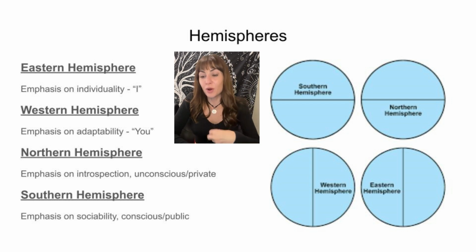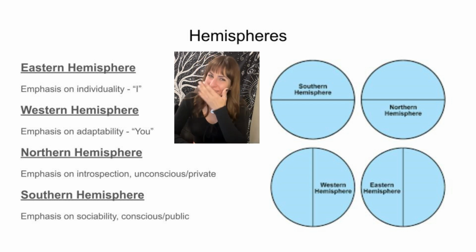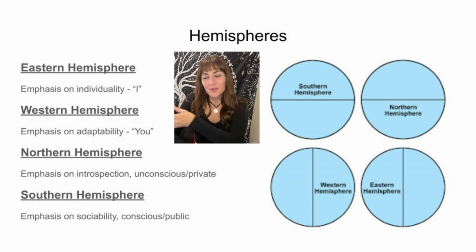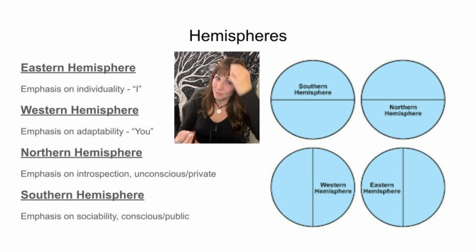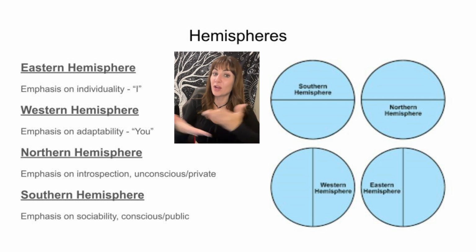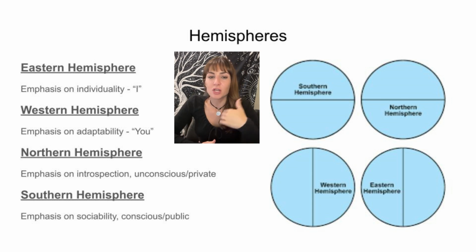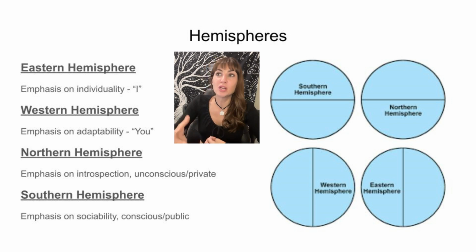But the private part, where I'm private for the Northern Hemisphere, they do tend to keep a little bit more to themselves, even if it seems like they're very open and extroverted. That doesn't mean that you're seeing everything. So Southern Hemisphere, emphasis on sociability, the community, the public.